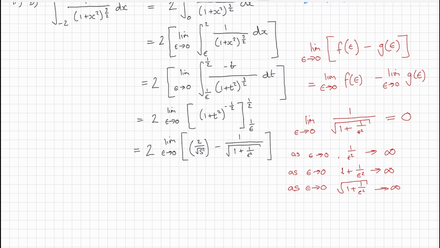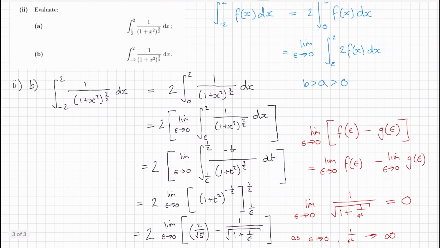So now we have 2 times the limit. Well, we don't actually need to put the limit on this; we've just worked it out. We've got 2 times 2 over root 5 minus 0, which is 4 over root 5. Or if you want to rationalize the denominator, 4 root 5 over 5. And that is our answer to that question.